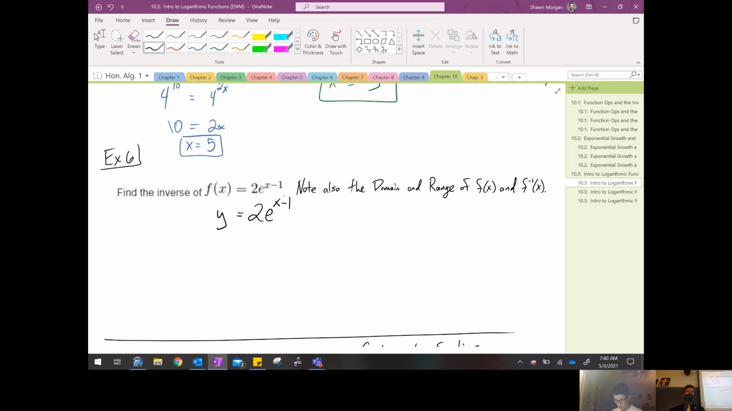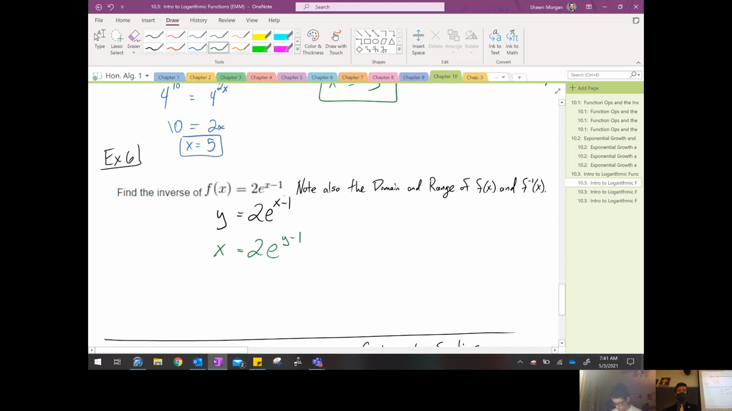Hey, Luke, you got an answer? All right, so let's start there. So we got x equals 2e to the y minus 1. Now, we got ourselves an onion right here, okay? So Luke has done step number 1. Now I need to peel back the layers. Andrew, what's the first layer that you want to peel back?